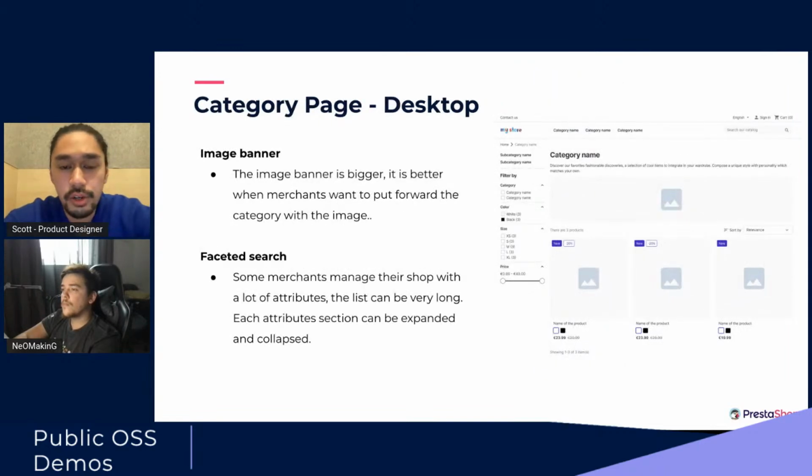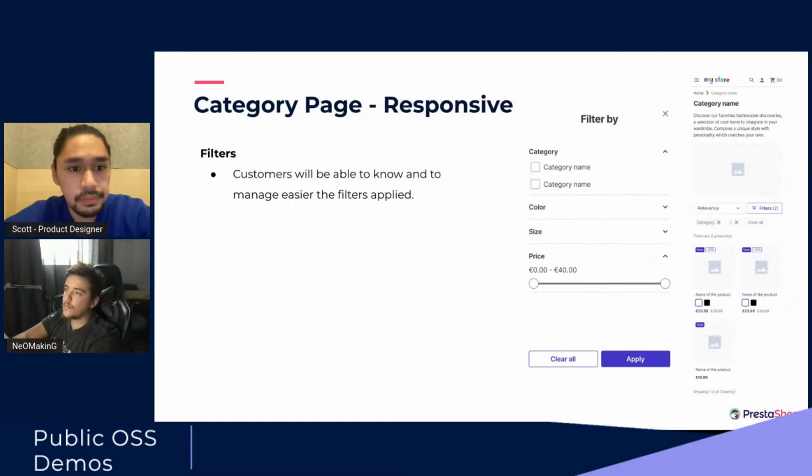The next one is the category page, still on desktop. The image banner, sorry, is bigger, so it's better when merchants want to put forward the category with an image to illustrate the category. And we made improvement on the faceted search. Now each attribute can be collapsed, because we know that some websites have a lot of attributes and a lot of variations, and that's why we made those sections collapsed.